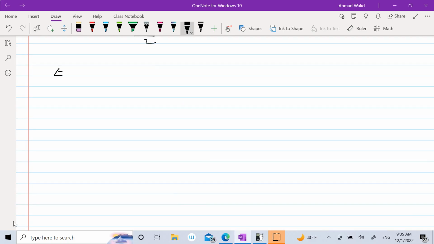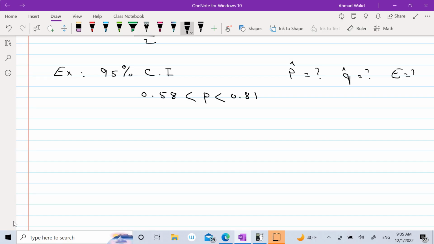Example. The confidence interval is given as 95%. You're working with the 95% confidence interval, correct? And your p is greater than 0.58 and less than 0.81. They are asking you to find p hat, find q hat, and also find the margin of error.